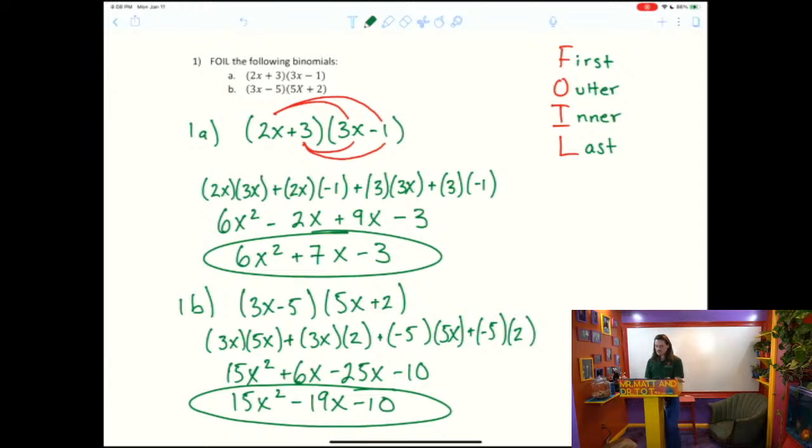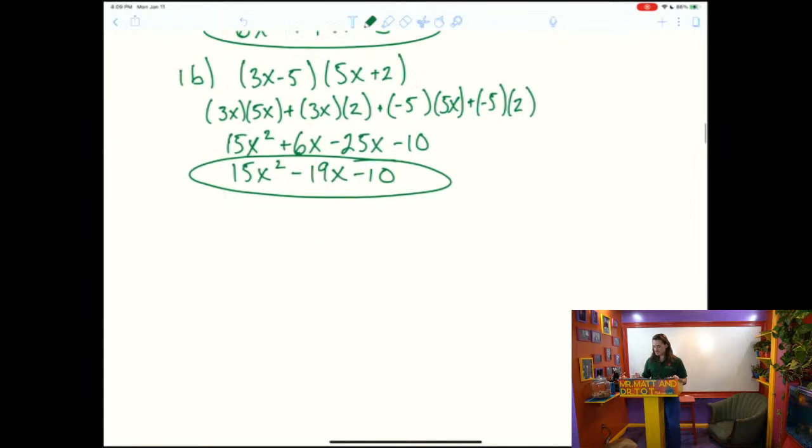3x times 5x is going to be 15x squared. 3x times 2 is going to be 6x. Negative 5 times 5x is a negative 25x. And negative 5 times 2 is negative 10. The positive 6x and the negative 25x will combine together to give you a negative 19x and a final answer of 15x squared minus 19x minus 10. If you have any questions, then please let me know.